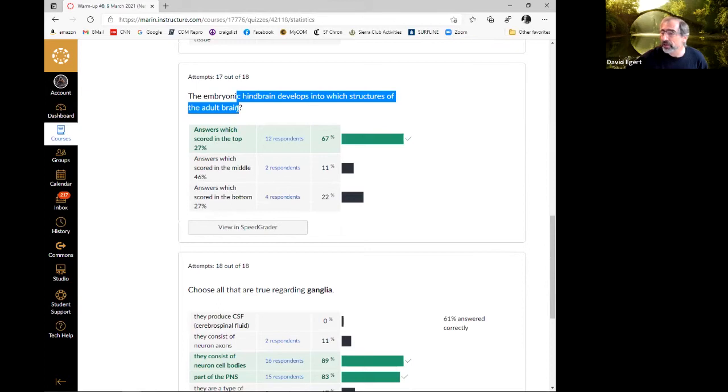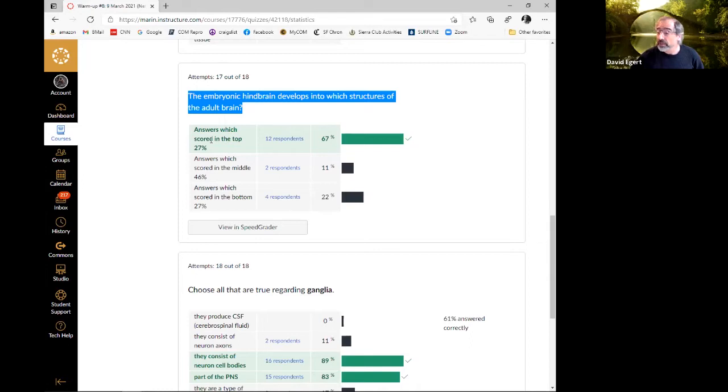Embryonic hindbrain. Most people got that it gets you the medulla oblongata, pons. A few people actually wrote pons as "ponds" with a D, like the thing a duck would be floating around in. So make sure it's pons, which comes from a root for bridge. So it's not related to a duck pond.